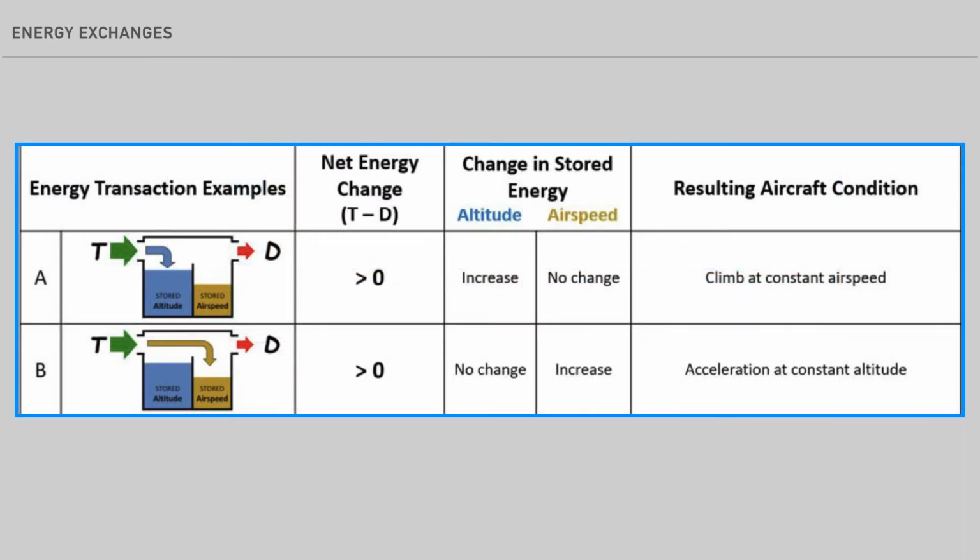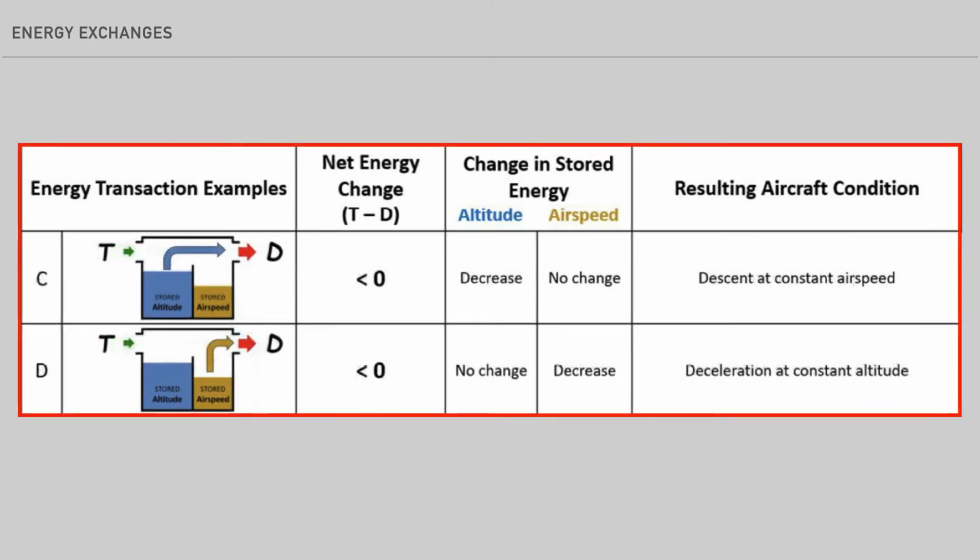In the first two examples, the airplane has more thrust than drag. The pilot can use this excess thrust to add altitude while maintaining a constant airspeed, or use the excess thrust to increase airspeed while maintaining level flight. In the next two cases, the airplane has less thrust than drag. The pilot can expend the stored altitude to descend at a constant airspeed, or trade airspeed in order to maintain level flight.